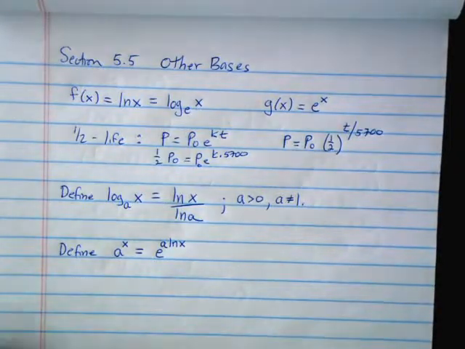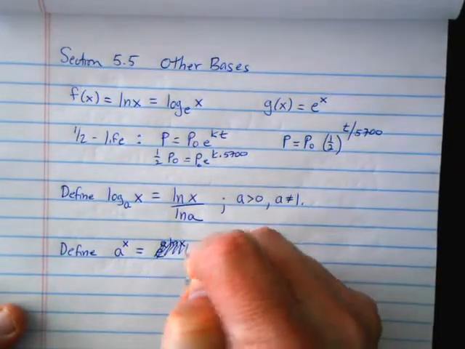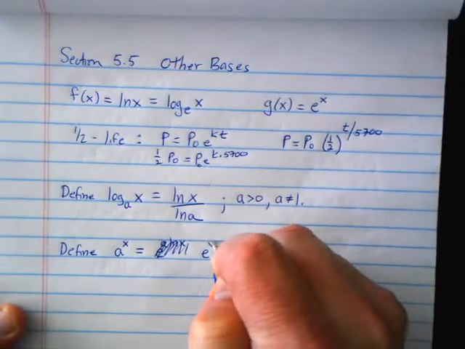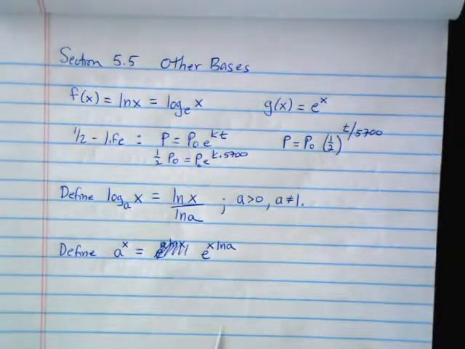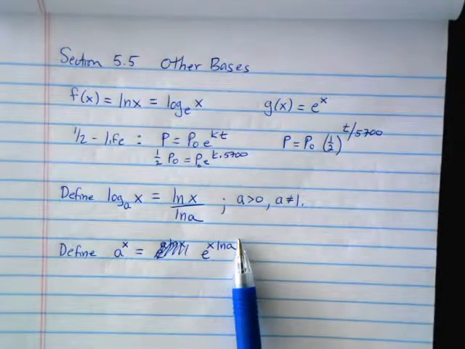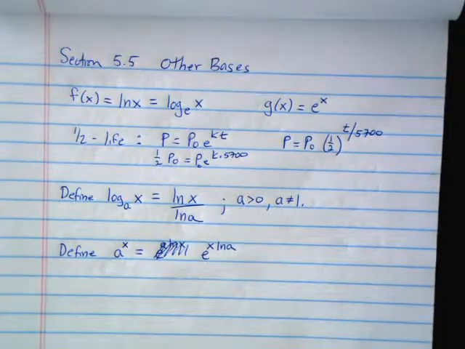Oh, I wrote those backward. That's got to be e to the x ln a. I flipped them backward. Alright, so that x goes in and we get a to the x, and then the e and the ln reduce. And we get a to the x. I wrote that backward, that was bad.